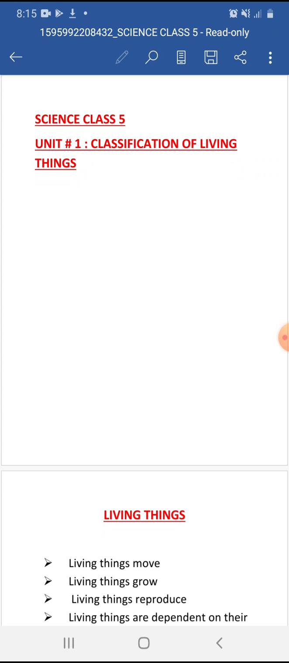And the first unit of class 5th science is classification of living things. So dear students, before going to start this unit, first of all we have to know what living things are.